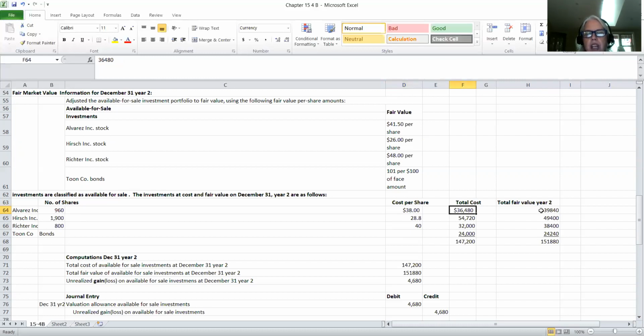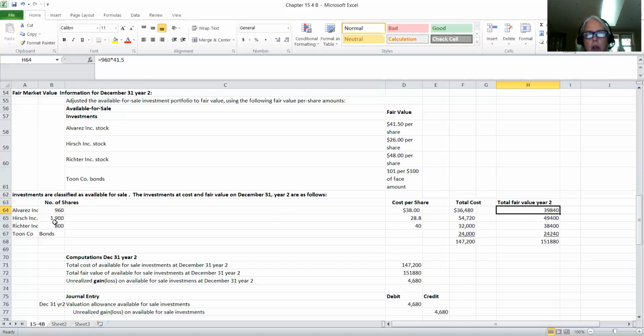But then you have to calculate the fair value at year two. So what we would do is take the 960 shares of Alvarez stock that we own and multiply that by the fair value per share, which is $41.50. That will give you the total fair value of the Alvarez stock at the end of year two.